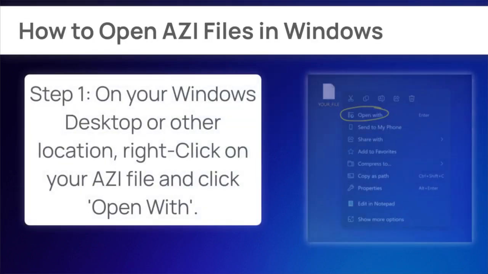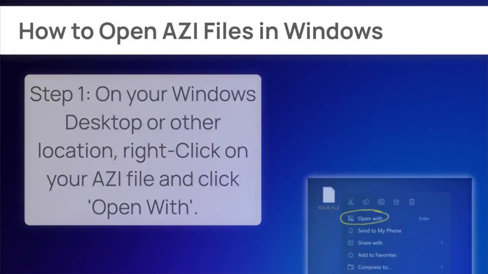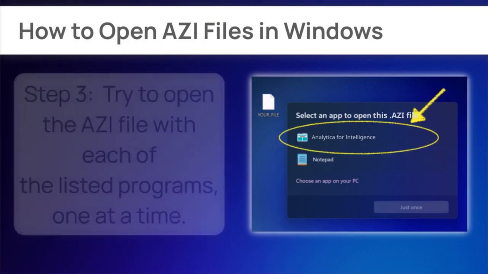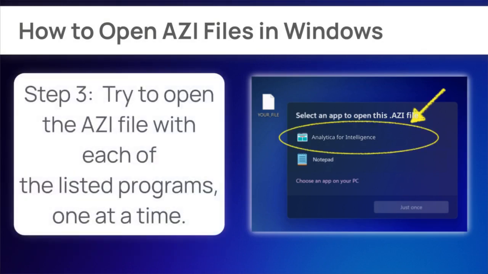Begin the search for the correct application handler. Right-click the AZI file and choose Open With. Use Analytica for intelligence first. If it's absent, select another program. This test sequence is necessary for all stubborn file errors.